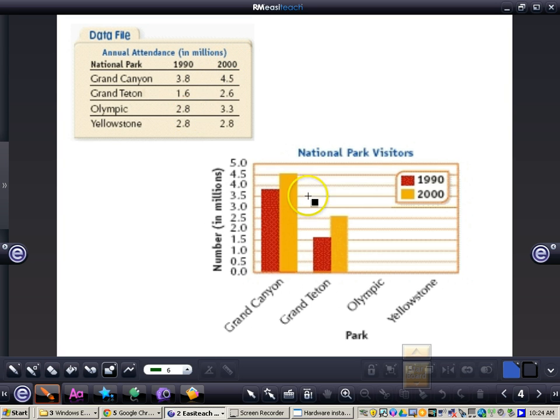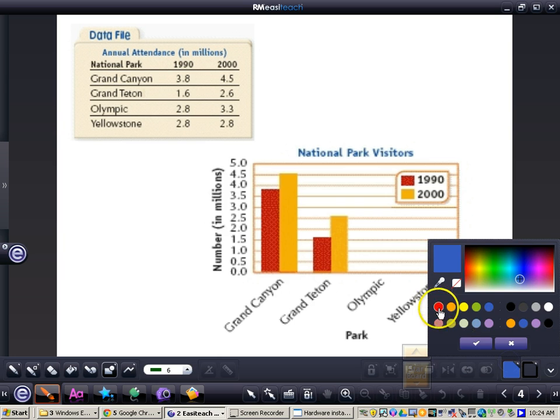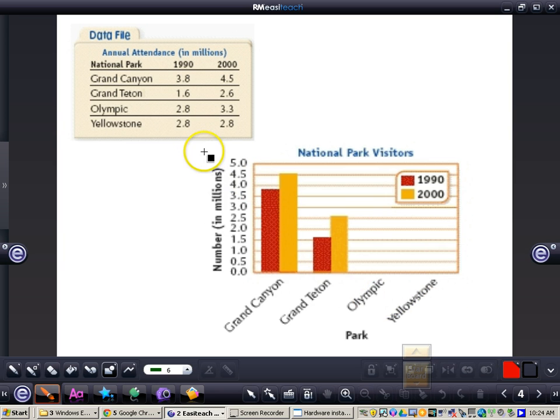All right. So if I want to represent the data from the Olympic Park, I can see in 1990 it needs to be red. All right. So I can see that the Olympic Park is 2.8 million in 1990. So what I do is I take my first bar graph and I want to have it between the 2.5 and the 3.0 there. Not quite up to the 3.0, but not above it as well.